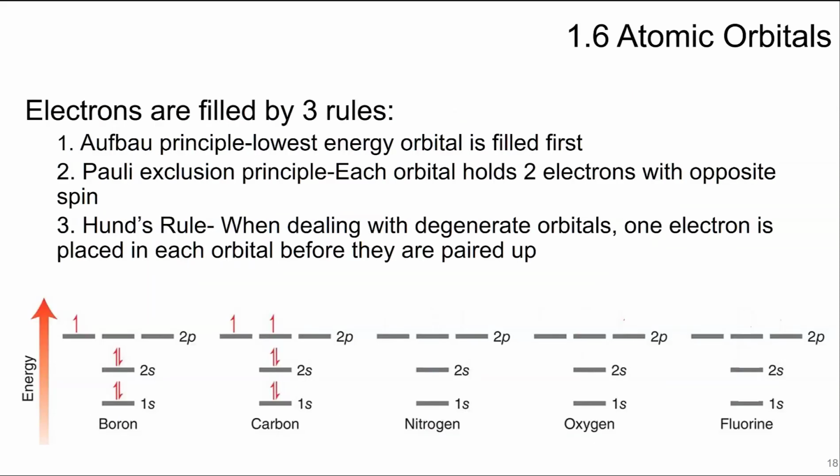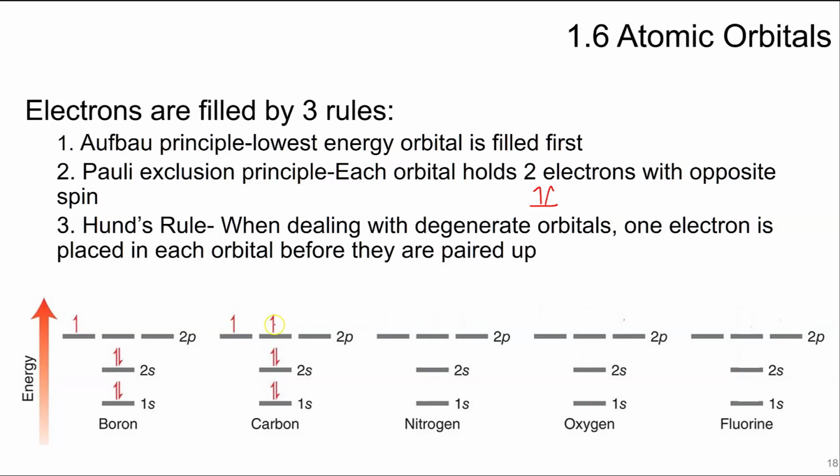Electrons are filled using 3 rules. The first is the Aufbau principle, where the lowest energy orbital is filled first. So the 1s is going to get filled before the 2p. The Pauli exclusion principle tells us that each orbital is going to have 2 electrons with opposite spin, so you won't see an orbital with electrons spinning in the same direction. And then Hund's rule: when you have degenerate orbitals, put electrons in singly before you pair them up.